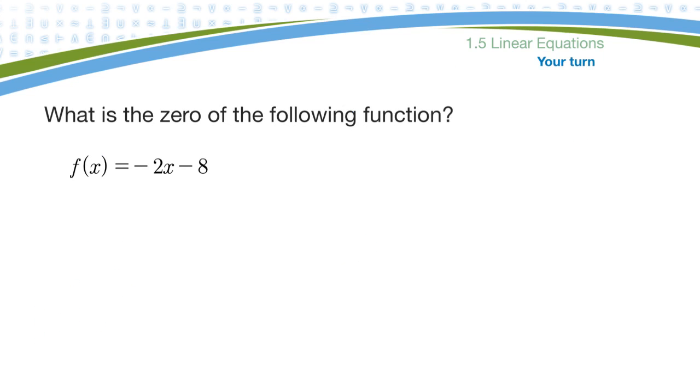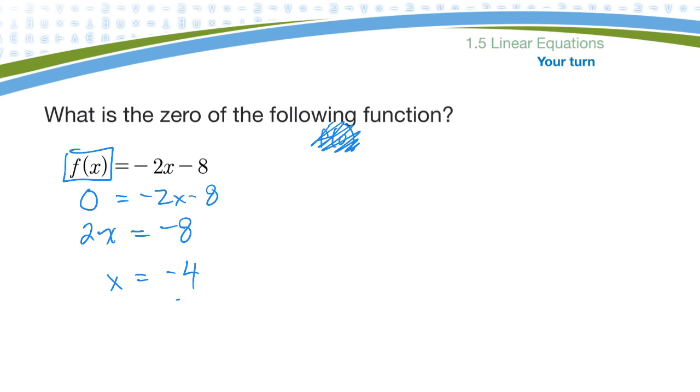Why don't you try? So what is the 0 of that function? Press pause, press play. So I would put a 0 in where f of x is. Notice that I didn't go what's f of 0. That's a different question. F of 0 is saying if x is 0, what is y? Or in other words, what is the y-intercept? But we don't want that. We're wanting the 0 of the function. I replace that whole thing with just 0. Now let's bring the 2x over to this side and make it positive. Divide both sides by 2, and I get negative 4. So the 0 of that function is negative 4.